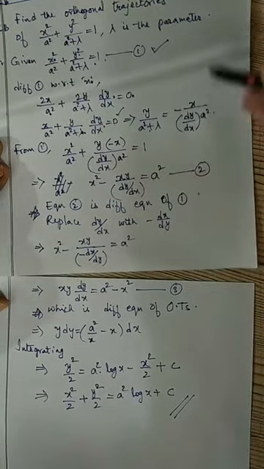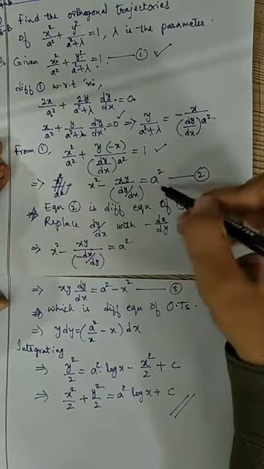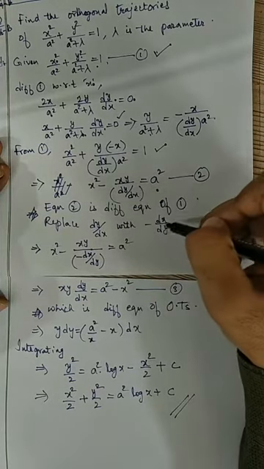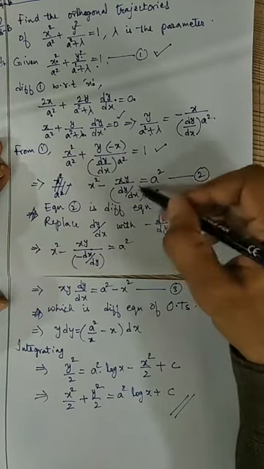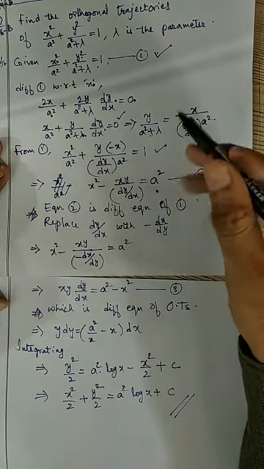Now I will substitute this in equation 1. Then I will get this equation. Further simplifications will give me this equation. Now in this equation I will replace dy by dx with minus dx by dy. Right? Actually this differential equation is called the differential equation of the given family of curves.